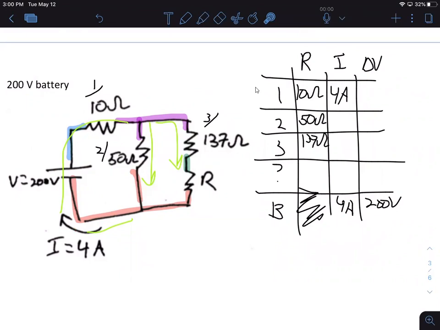Looking at my options here, well, I know resistance and current through this first resistor. It's going to have a delta V of 40 volts.